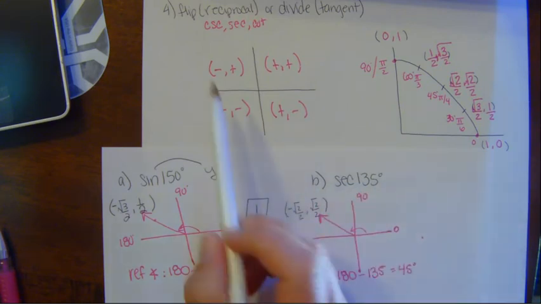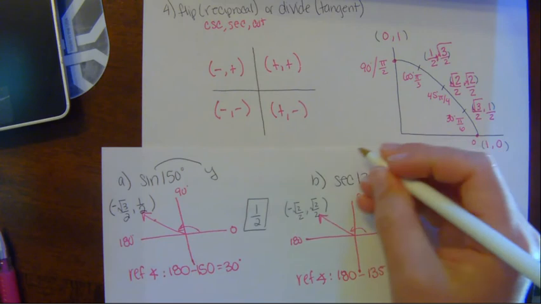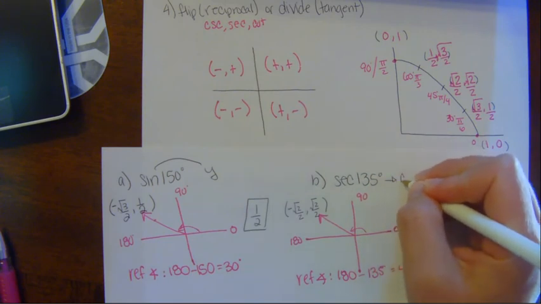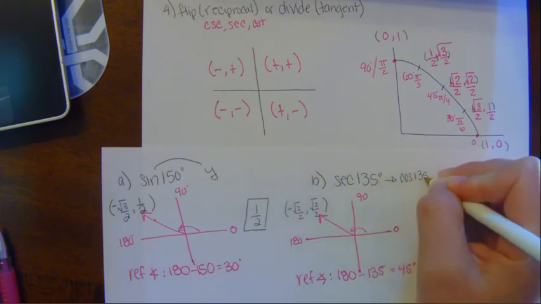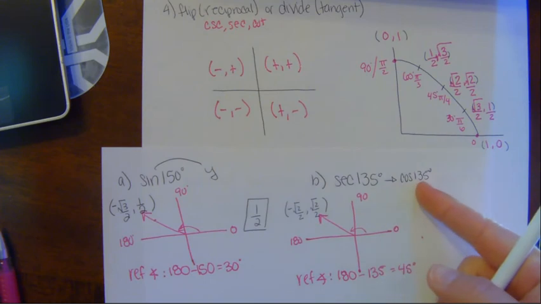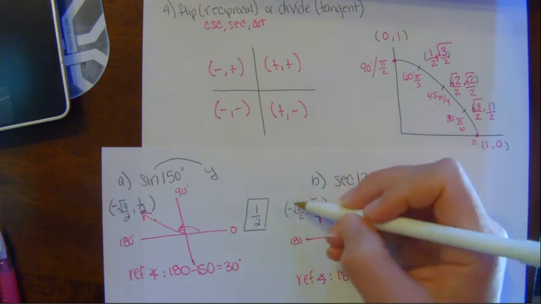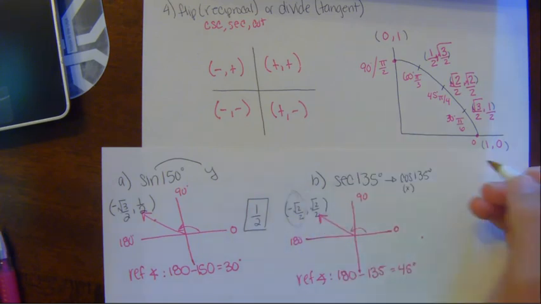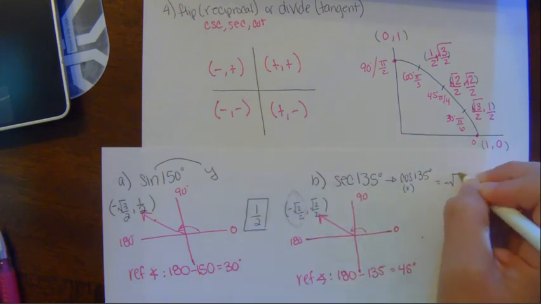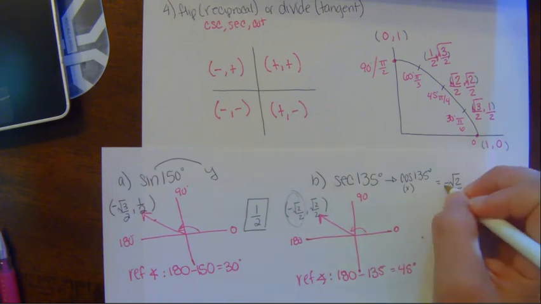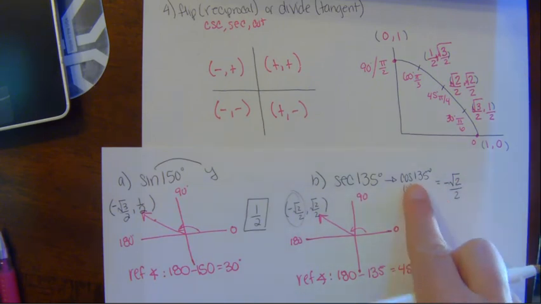So before I can flip, I have to say, okay, secant. Remember that secant matches up with cosine. So I'm going to think for a second, I need the cosine of 135 degrees. So cosine is my x value. So I'm going to steal this x value, which is negative radical 2 over 2. Now that's not my answer, okay? This is my answer for cosine.